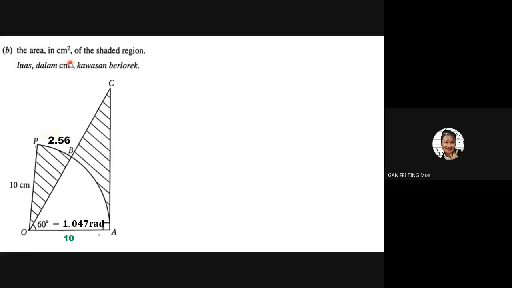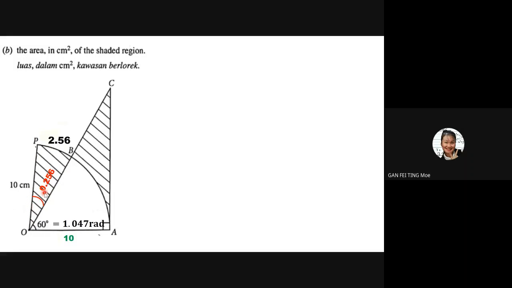Luas dalam sentimeter persegi kawasan berlorek. Okay, kita nak tengokkan kawasan berlorek yang ini. So, bagaimana perancangan kita? Kamu kena lihatkan seperti yang telah dibincangkan tadi. I get my angle di sini. For this case, tak ada masalah. I can look for the area. Okay, this is a very simple one.